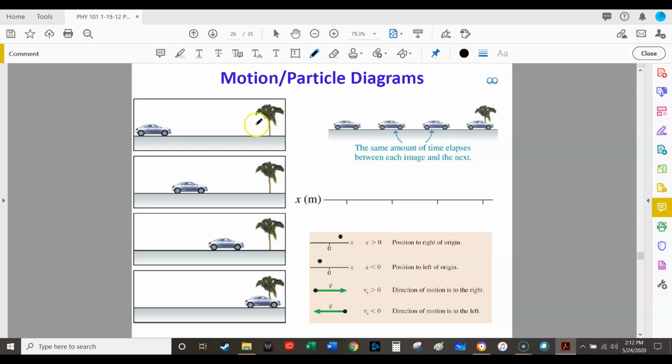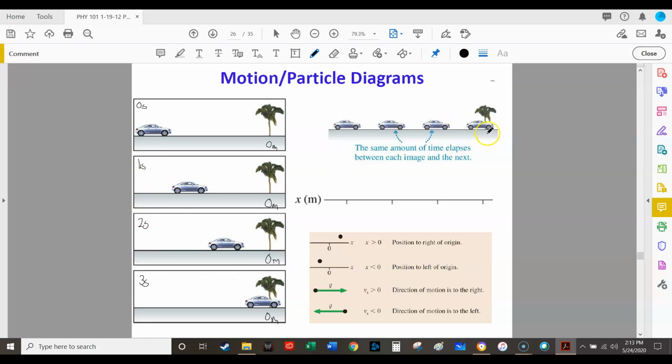So suppose you were taking a picture, and you're standing right here at the 0 meter mark, right where this palm tree is. You took the first picture at 0 seconds. Then 1 second later, you took another picture. Another second later, you took another picture. And then another second later, you took another picture. Now, when you overlay each one of these pictures on top of each other, it looks like this.